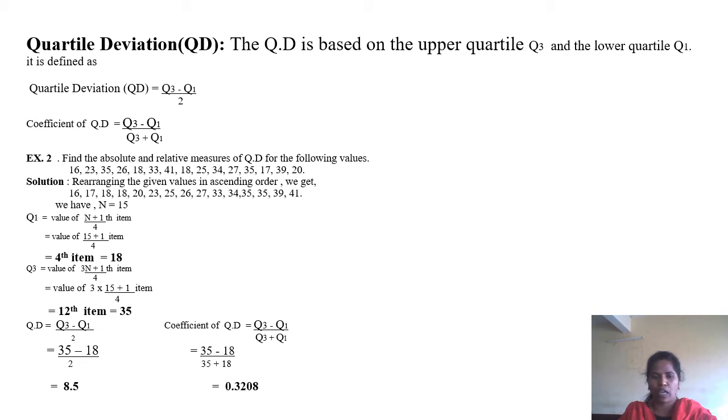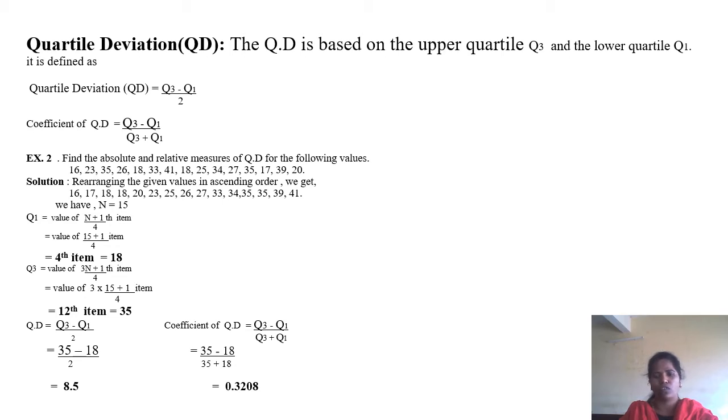Then after you have to calculate quartile deviation. I have to explain the quartile deviation formula here: Q3 minus Q1 divided by 2. So 35 minus 18 divided by 2 becomes 8.5. That is the quartile deviation.